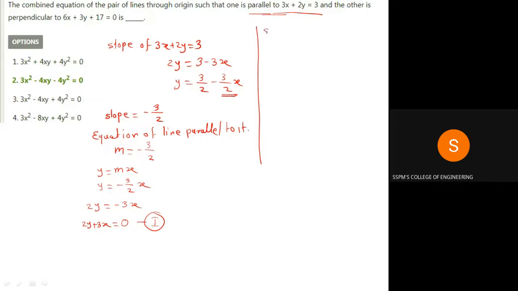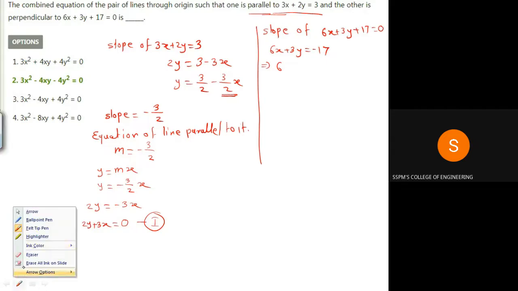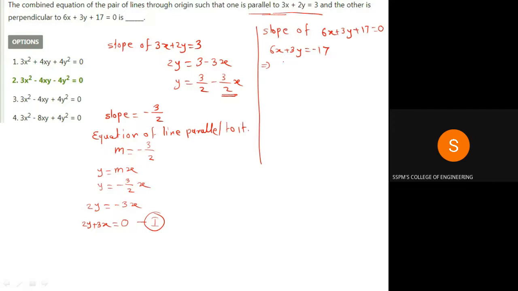So first we will try to find the slope of the given line. What is the slope of 6x plus 3y plus 17 is equal to 0? You can rearrange the equation as 6x plus 3y is equal to minus 17. We will keep y on the left side, and everything else will go to the right hand side. So 3y is equal to minus 17 minus 6x. Now we will divide everything by 3. So y is equal to minus 17 divided by 3 minus 6 divided by 3 x, that is y is equal to minus 17 divided by 3 minus 2x.